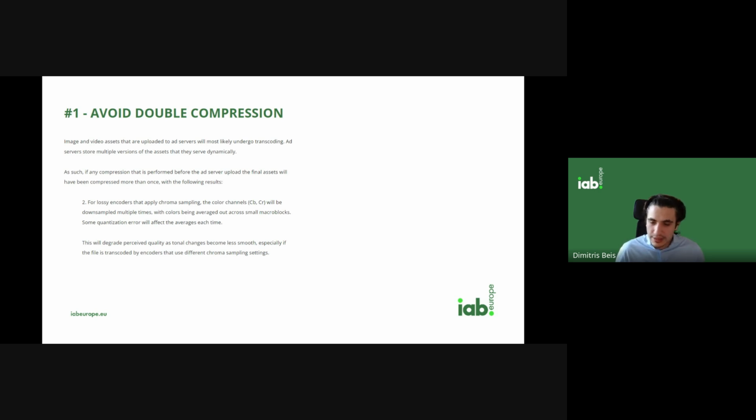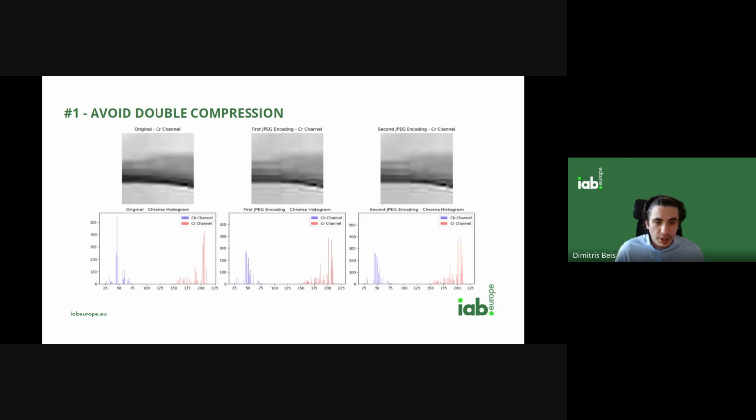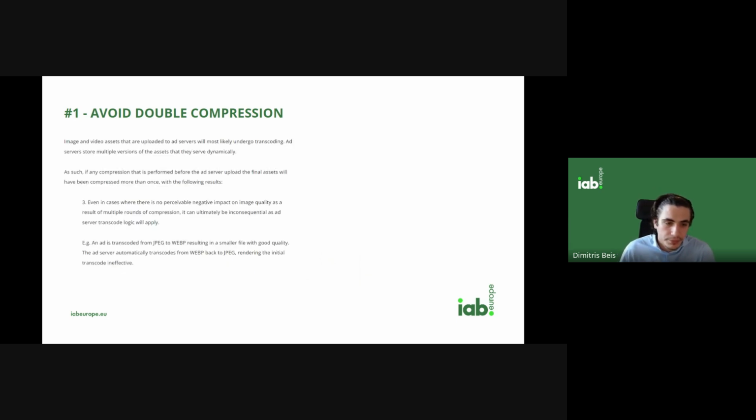And this is actually exacerbated if you move between formats. If you're moving between formats and the color sampling doesn't work in the same way, you're applying all kinds of averages to the color channels. You end up having images that look a lot worse than they did originally without a file size saving. So here, for example, we can see we've done a couple of JPEG encodings. Note how the histogram changes a little bit because there is a lot of noise coming into the average.